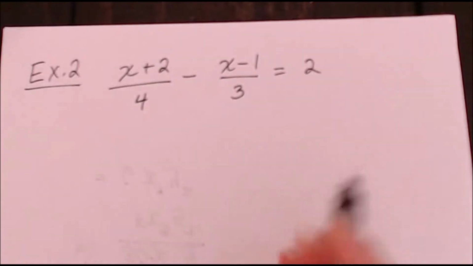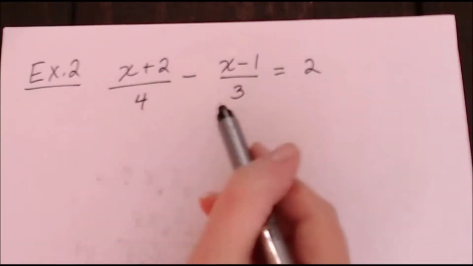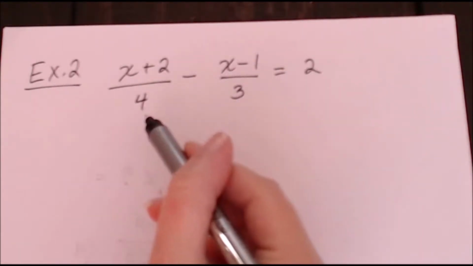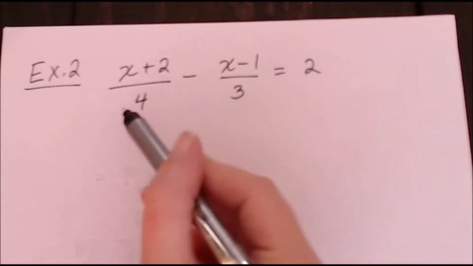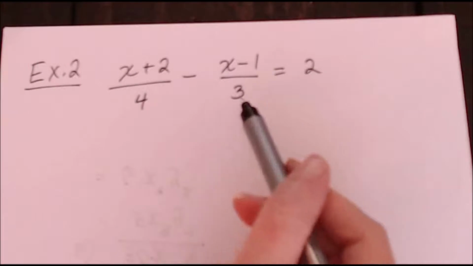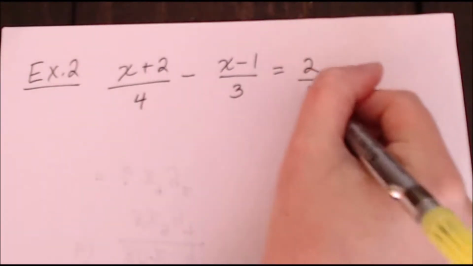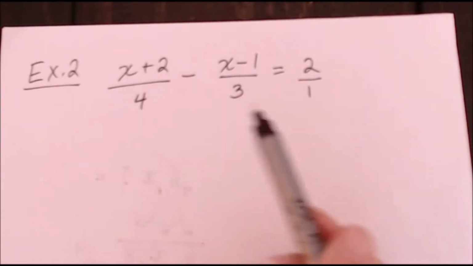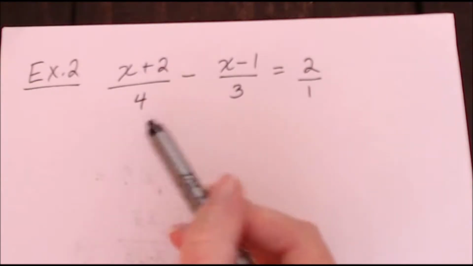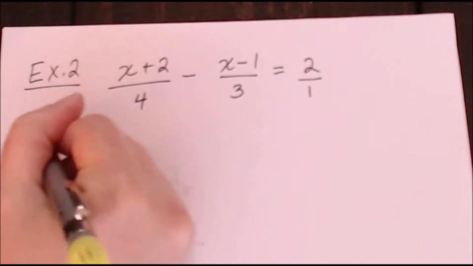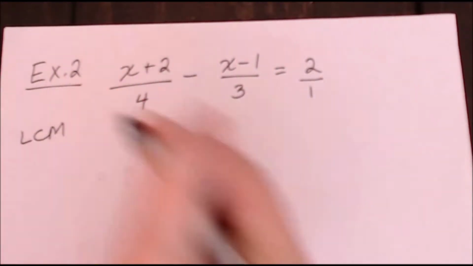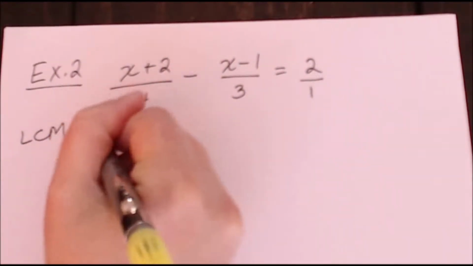So the way we're going to do that is we're going to look at the denominators that are up there and think about what is the least common multiple between those denominators. So right now we've got a 4 and a 3, and it might help to put this 2 over 1 just to kind of keep everything leveled. So what's the number that both 4 and 3 go into, the least common number? So that would be 12. So let me write that over here. So the least common multiple between these denominators is 12.